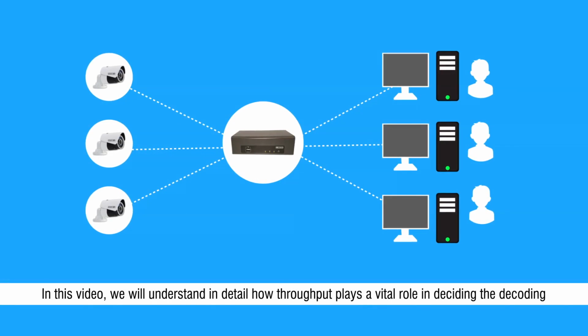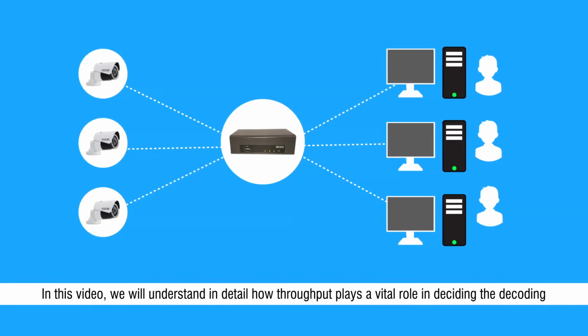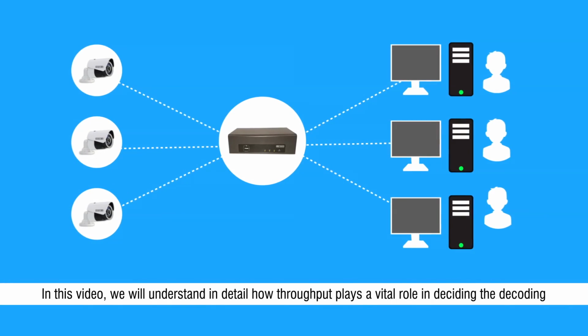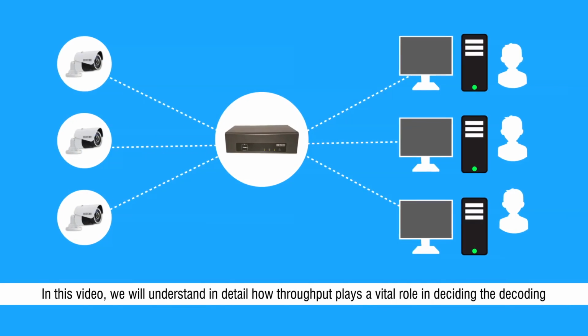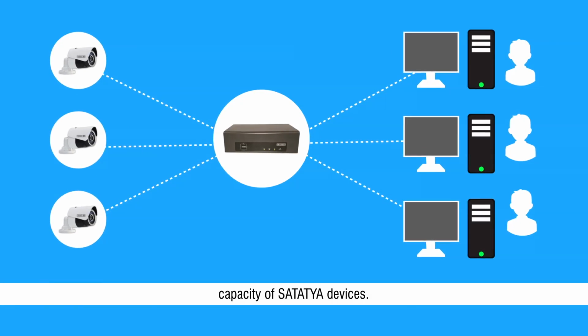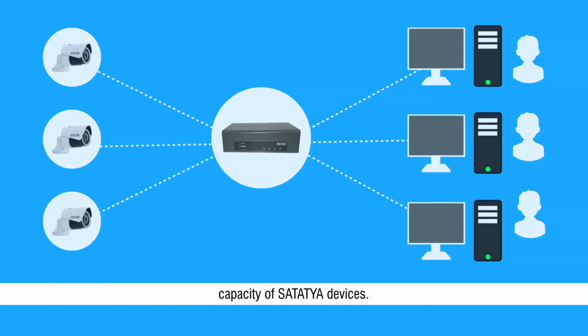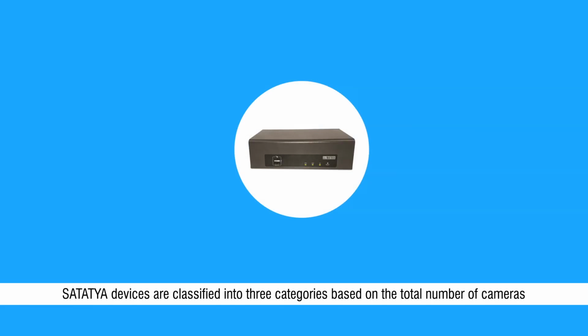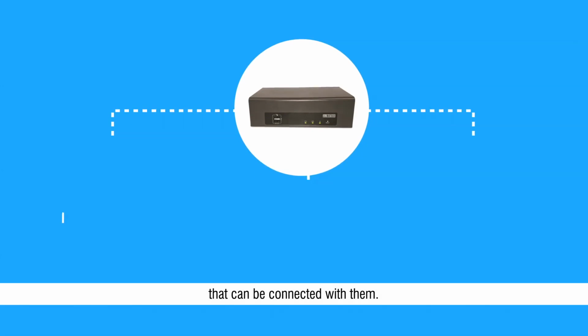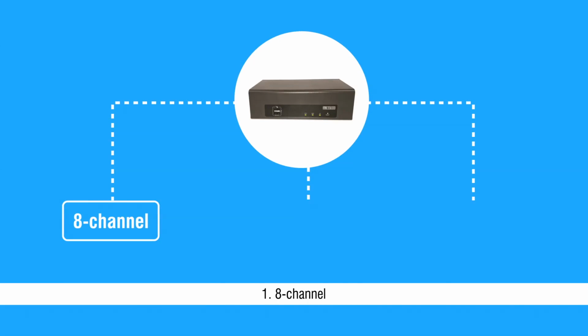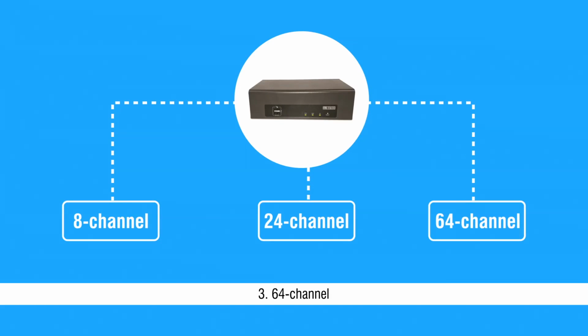Hi friends, in this video, we will understand in detail how throughput plays a vital role in deciding the decoding capacity of SATATYA devices. SATATYA devices are classified into three categories based on the total number of cameras that can be connected with them. First, 8-channel, second, 24-channel, and third, 64-channel.